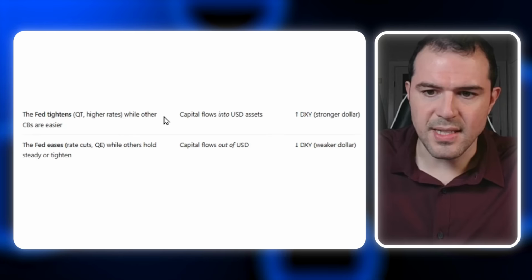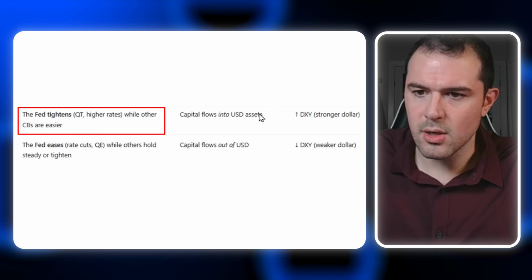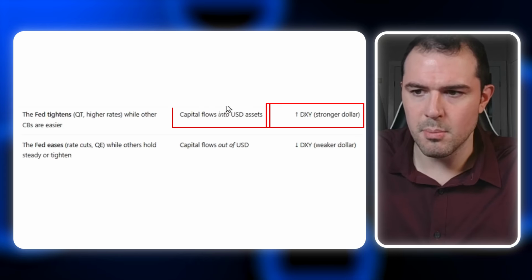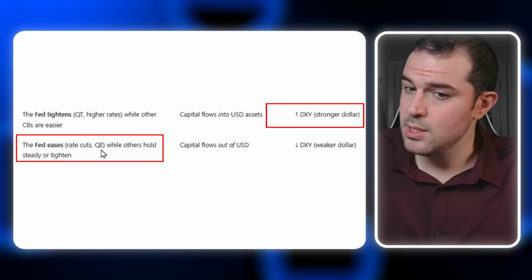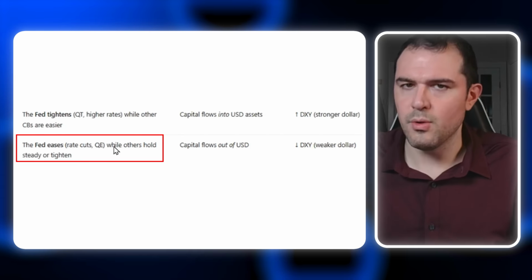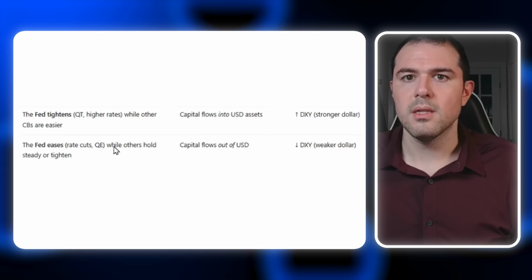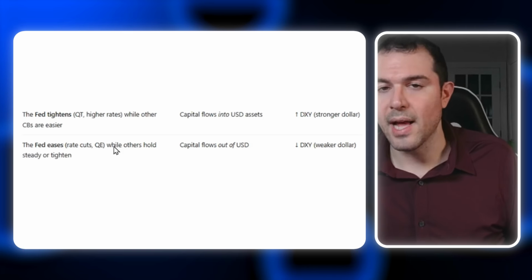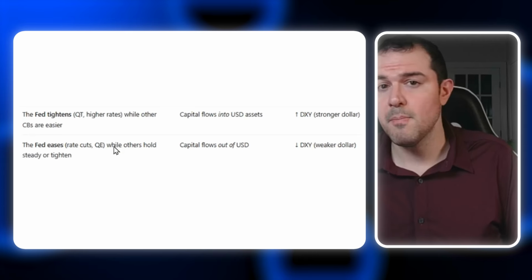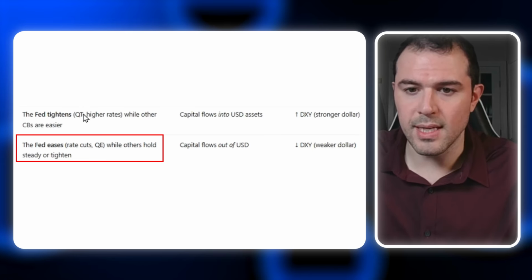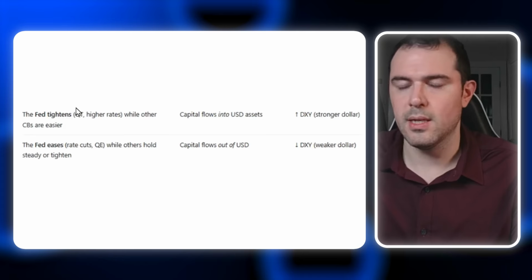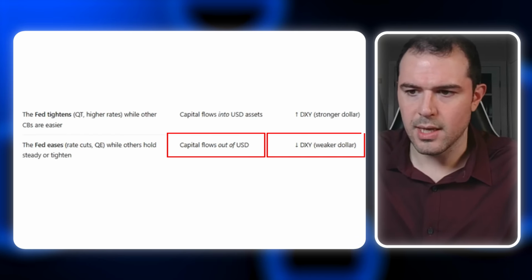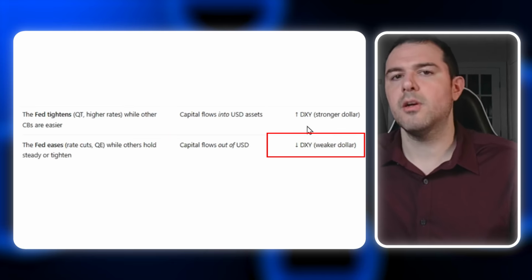So let's have a look. Fed tightens while other currencies are easier. Capital flows into USD assets. Dollar gets stronger. Boo, we don't want that. The Fed eases, rate cuts. What have we been seeing? We've been seeing rate cuts. The Fed is likely to do a rate cut in December. I'll do a video on that soon, why I think the Fed's going to cut rates again in December, cutting rates, doing quantitative easing, or at least ending QT, which they're doing in December. They've announced that. Capital flows out of the US. The DXY goes lower. So this is very bullish.